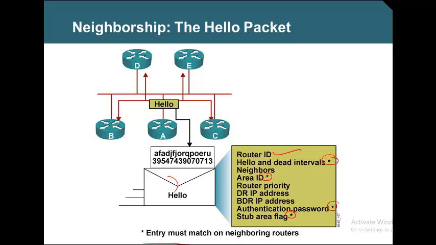Router priority by default in LAN, priority is 1. What is the priority for WAN interface by default? Can anyone say? I repeat, for LAN, the default priority is 1. The maximum priority is, what is the maximum priority number you can set? 255. Now, my question is, in WAN, in serial link, what is the default priority?